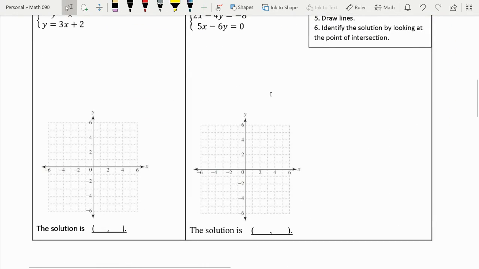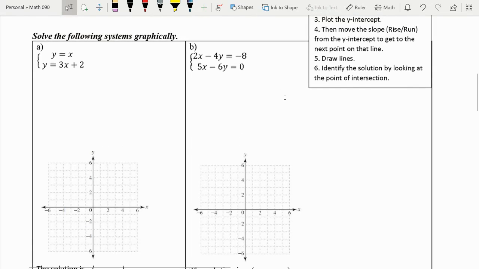Now here we get down to these two problems. We have to figure out what the solution is, so we have to graph both of these. You'll notice for A, they were nice to us. Since we have to graph, they put them both in slope intercept form, so there's not much we have to do other than graph.